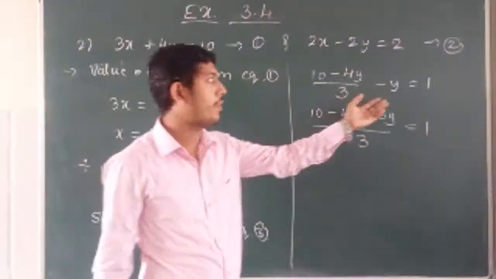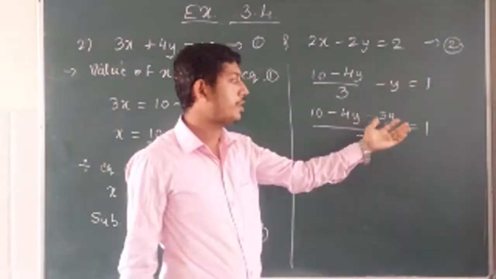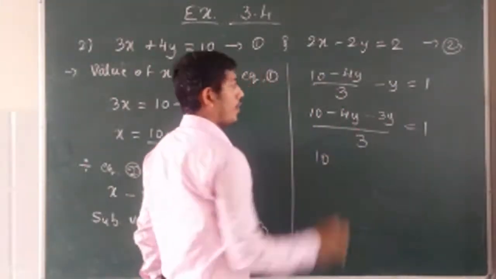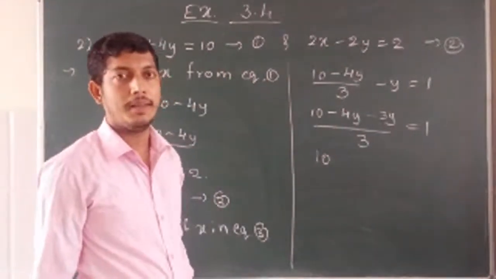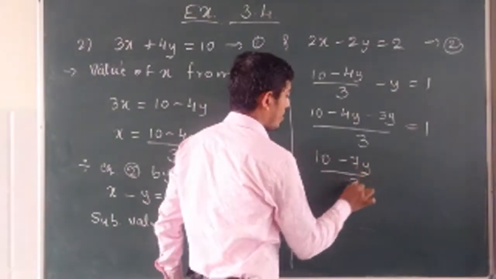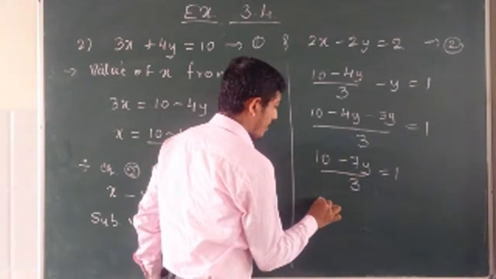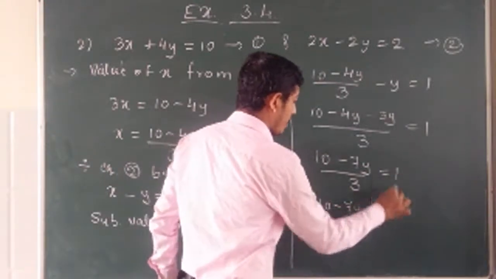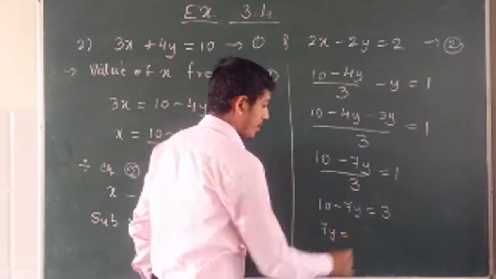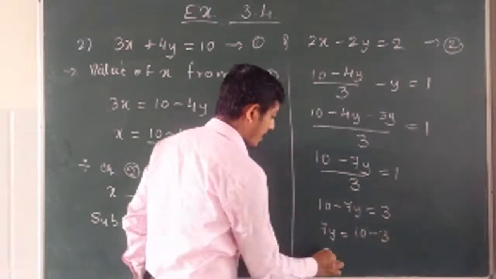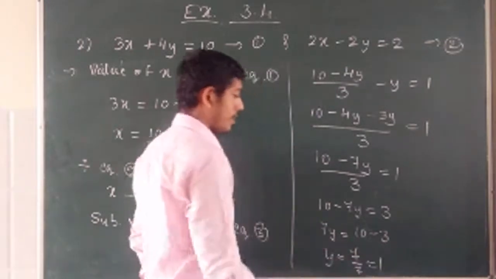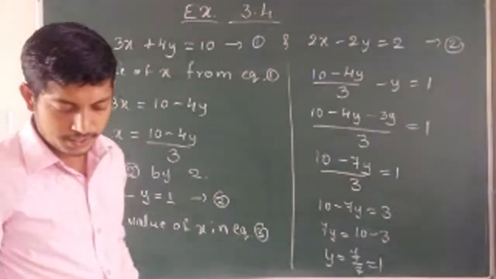Because 3 is the LCM, we have to multiply it to y, so it becomes minus 3y, whole divided by 3. Then 10 minus 4y minus 3y. Both are like terms with the same sign, therefore we can add them. It becomes (10 minus 7y) divided by 3 equals 1. Therefore 10 minus 7y equals 3 into 1, which is 3. Then 7y equals 10 minus 3, and y equals 7 by 7, which equals 1. That is the value of y.